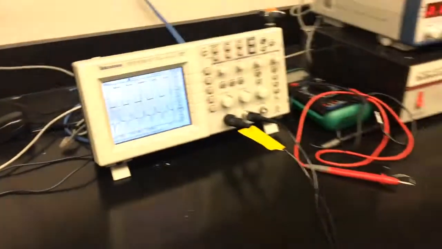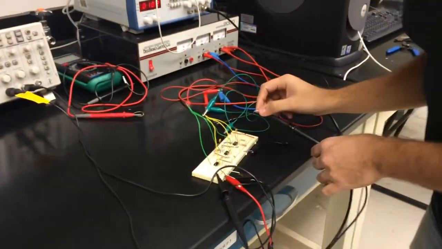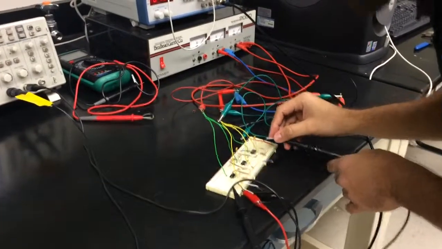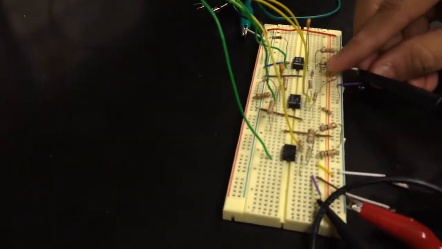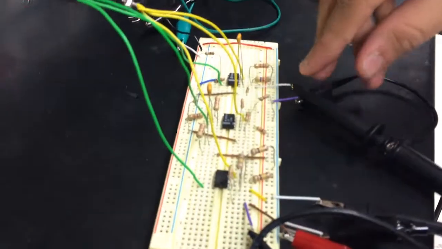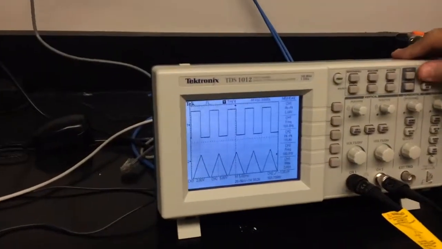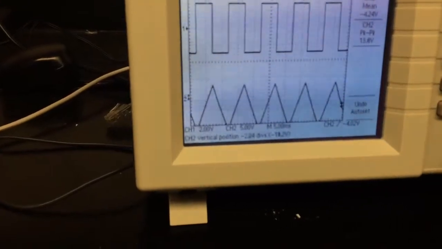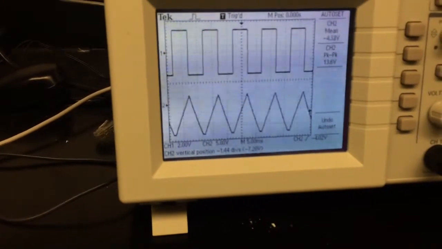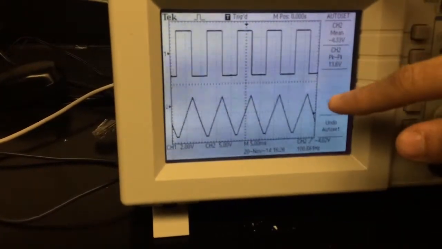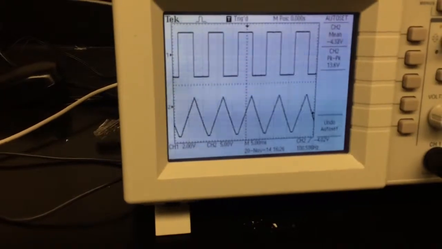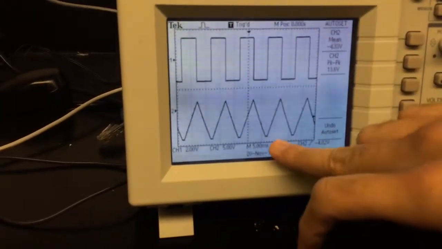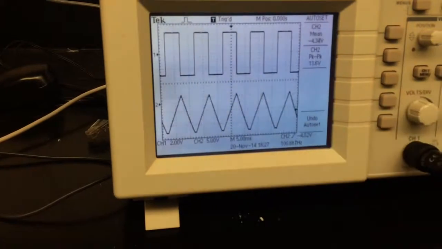Alright, now let us go to the integral op-amp. Perfect. And now let us look at the output. Considering the square wave as the input, let me auto set it. This output is as expected. For the square input, we are getting a triangular output, and of course by DC offset we can get these things cleared, but that's fine.